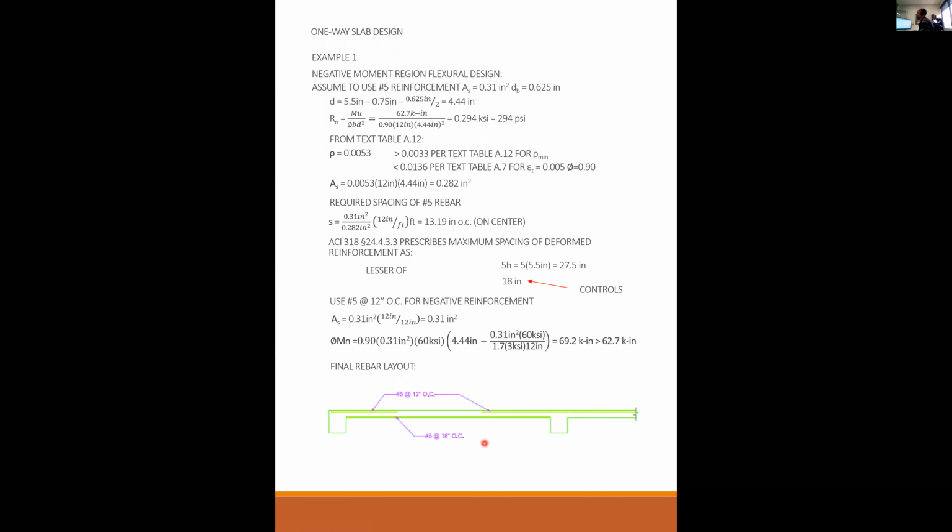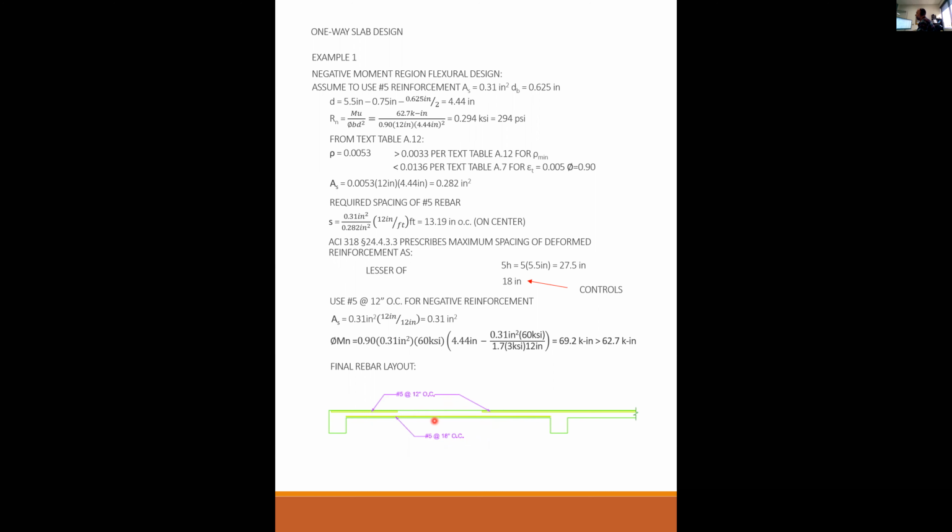And this is my design sketch. For my maximum positive moment, I put the bars on the bottom. And we found that we needed number 5s at 18. So those go on the bottom. On the top, where I have negative moments, I need number 5s at 12. But as you can see, I don't need to extend those bars all the way across because in the middle here, I do not have a negative moment.